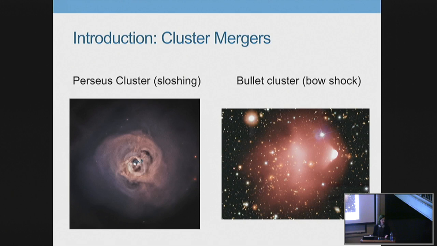And in the event of mergers, there are often interesting features to be seen within the clusters, such as shock fronts, cold fronts, sloshing as shown in the example of the Perseus cluster, and bow shock as shown in the instance of the Bullet cluster. And observances of these events are important as they offer an opportunity to study gas dynamics and shock physics, fields which are not yet fully understood.